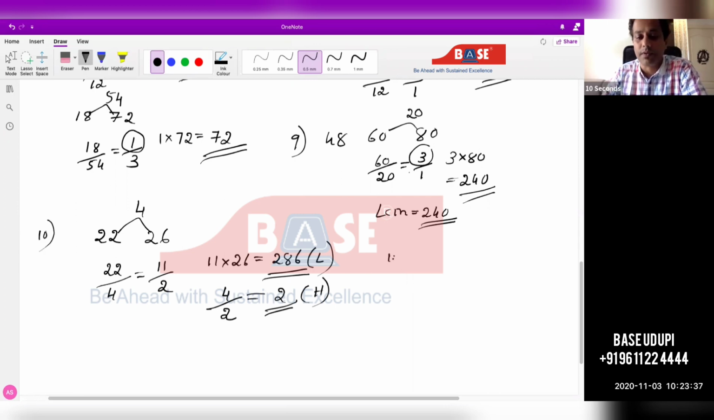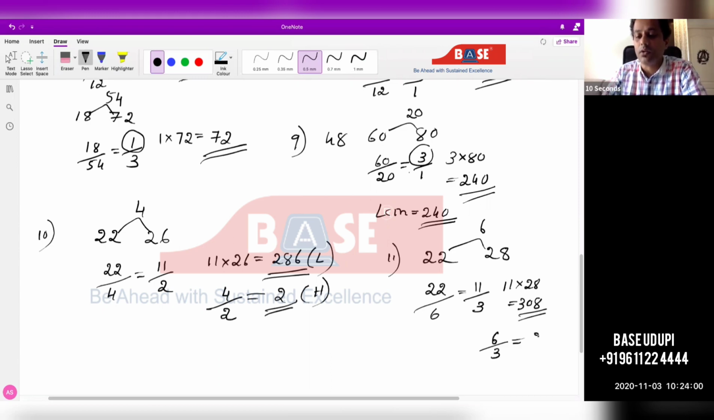Last one, if I take, say, 22 and 28 this time, the difference is 6. 22 divided by 6 equals 11 divided by 3. LCM: 11 into 28, 308. HCF: 6 divided by 3, 2 is HCF. Very, very simple. This is how we have to find LCM and HCF.